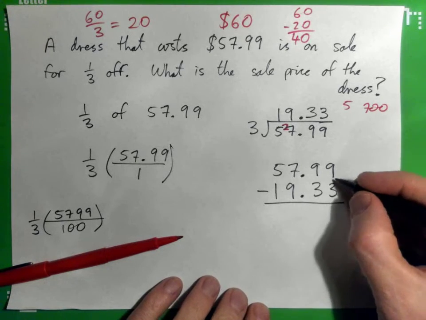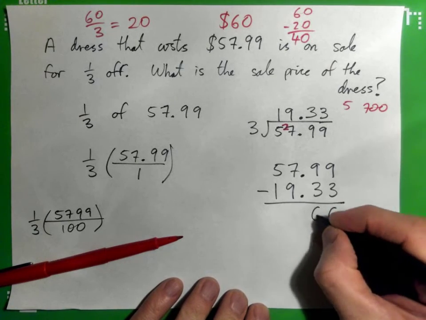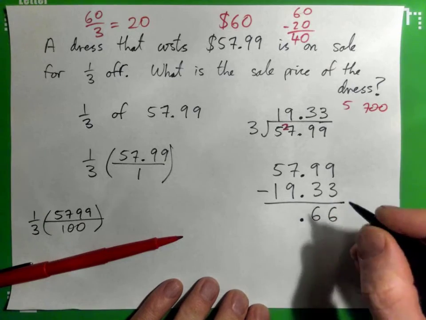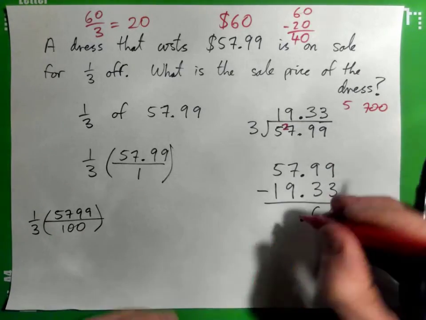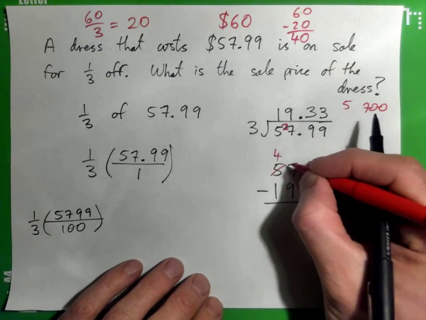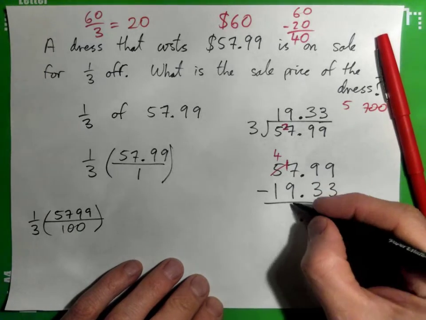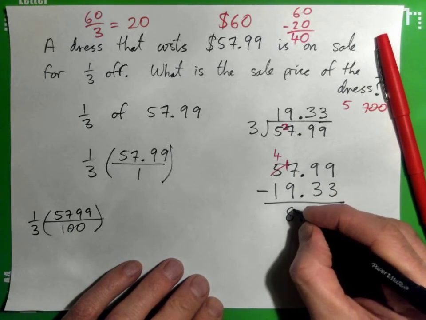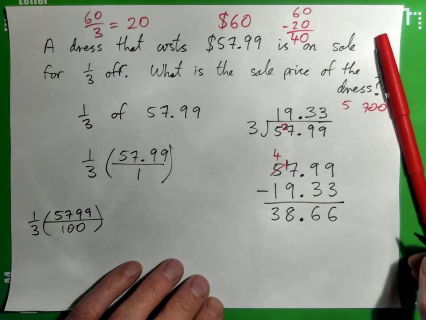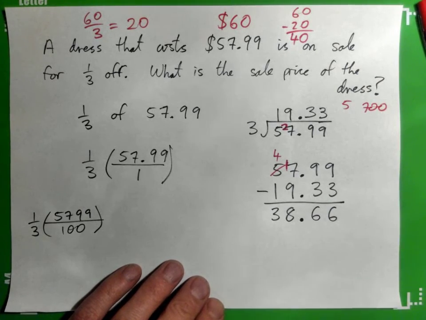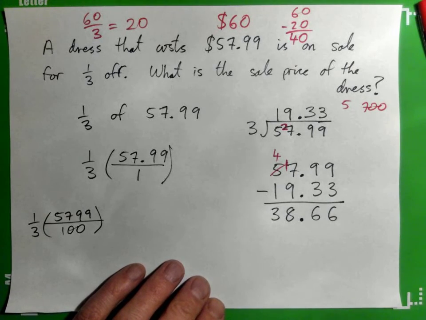All right. So 9 minus 3, 6. 9 minus 3, 6. Decimal point. 7, we've got to do some carrying here. That becomes a 4, that becomes 17. 17 minus 9, like you said, was 8, and 4 minus 1 is 3. So 38.66. Is that the answer? It is, that's the answer.